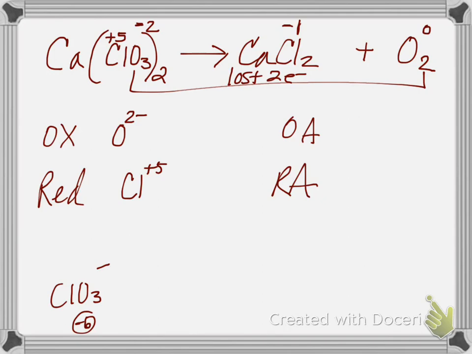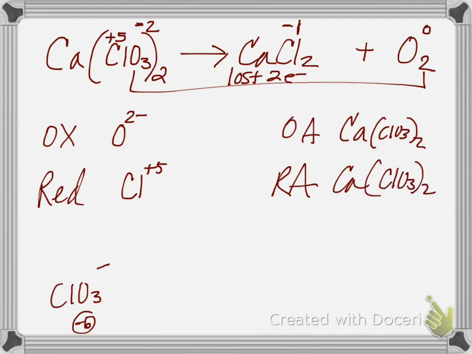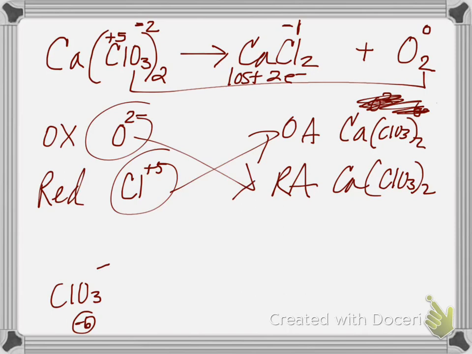Now, when we're talking about what the agent is, technically, the oxidizing agent is the whole thing, as is the reducing agent, because you can't just isolate out the Cl5 plus, or you can't just isolate out the O2 minus. So technically the whole thing is the agent. However, if you on a test said this was that and this was that, I would probably give you credit. But technically it's the actual compound, the whole compound. Okay?